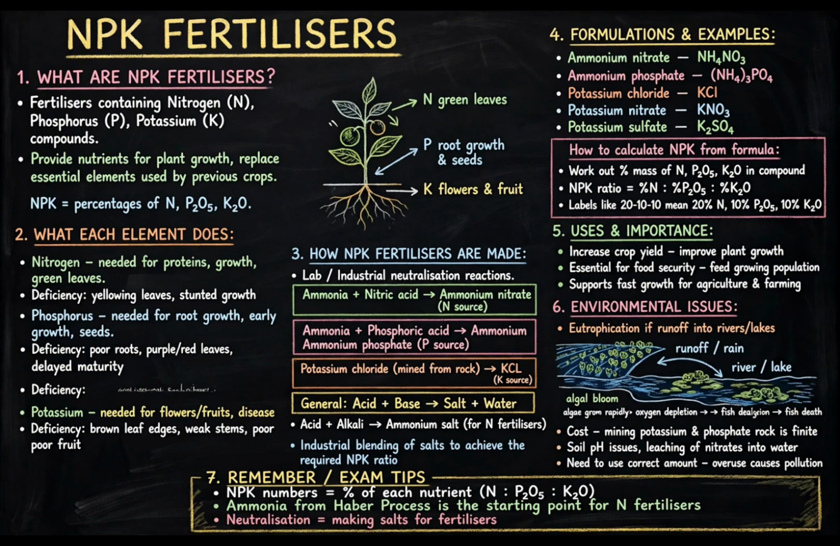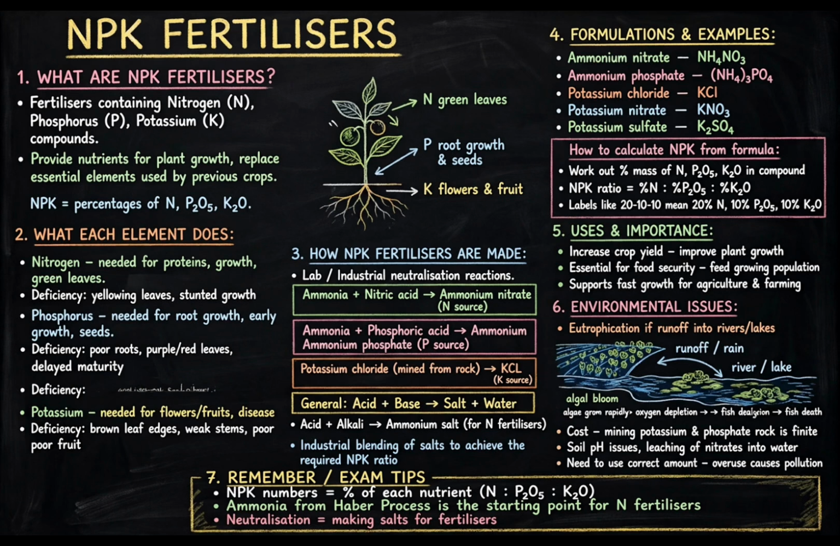How NPK are made: lab and industrial neutralization reactions. General equation: acid plus base goes to salt plus water. Acid plus alkali goes to ammonium salt. Specific examples: ammonia plus nitric acid goes to ammonium nitrate. That's your N source. Ammonia plus phosphoric acid goes to ammonium phosphate, P source. Potassium chloride mined from rock, KCl, K source. Other examples: potassium nitrate, KNO3, potassium sulfate, K2SO4.